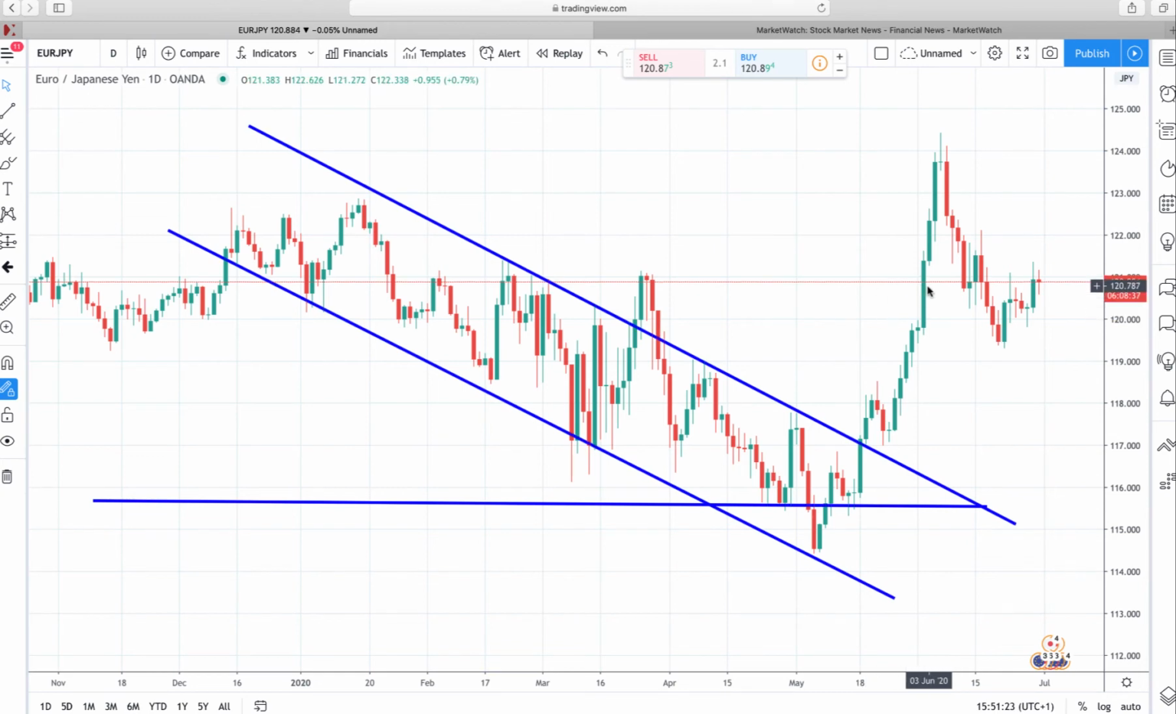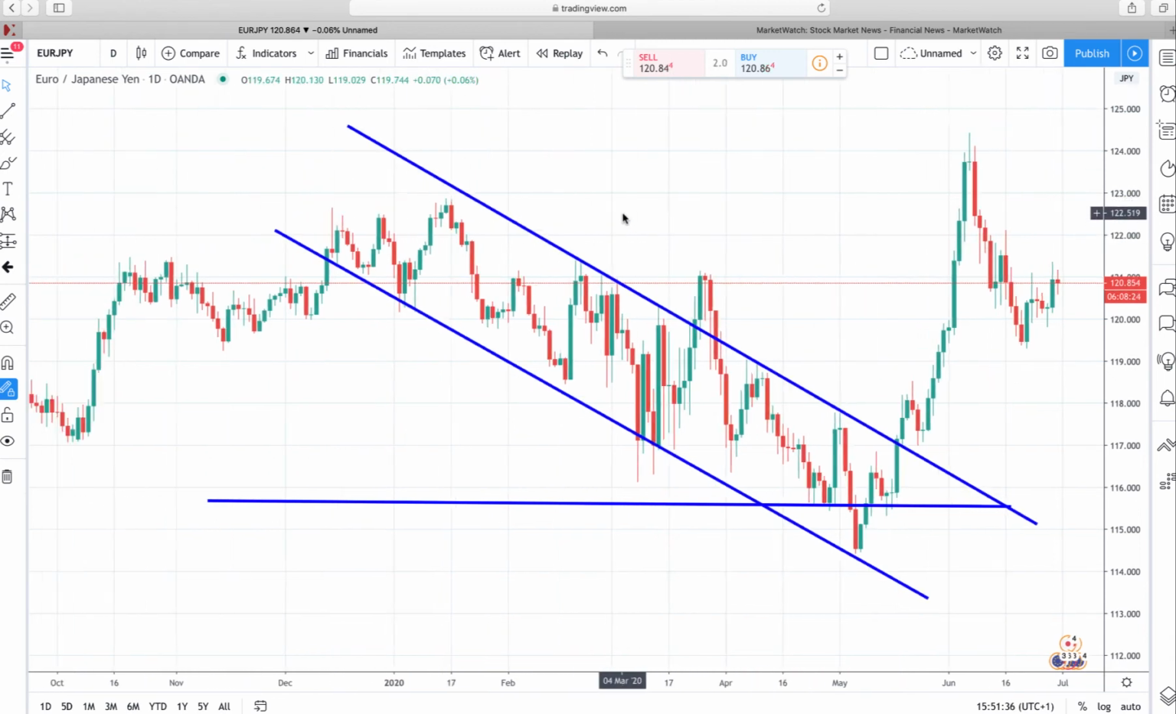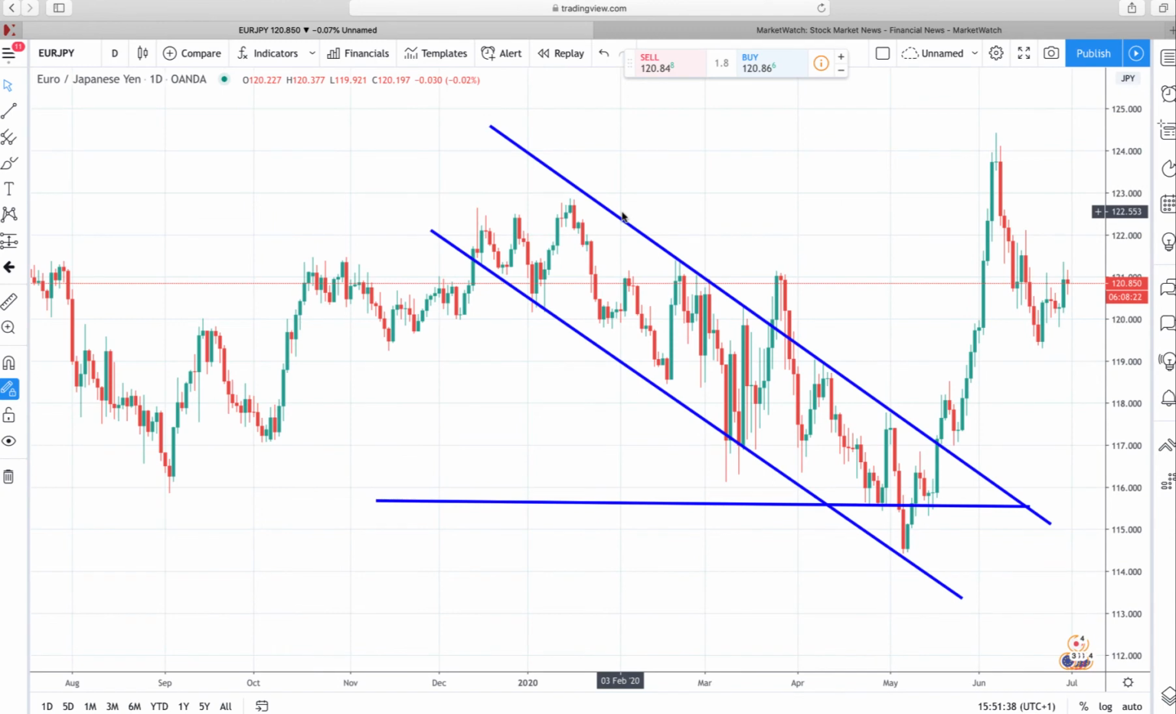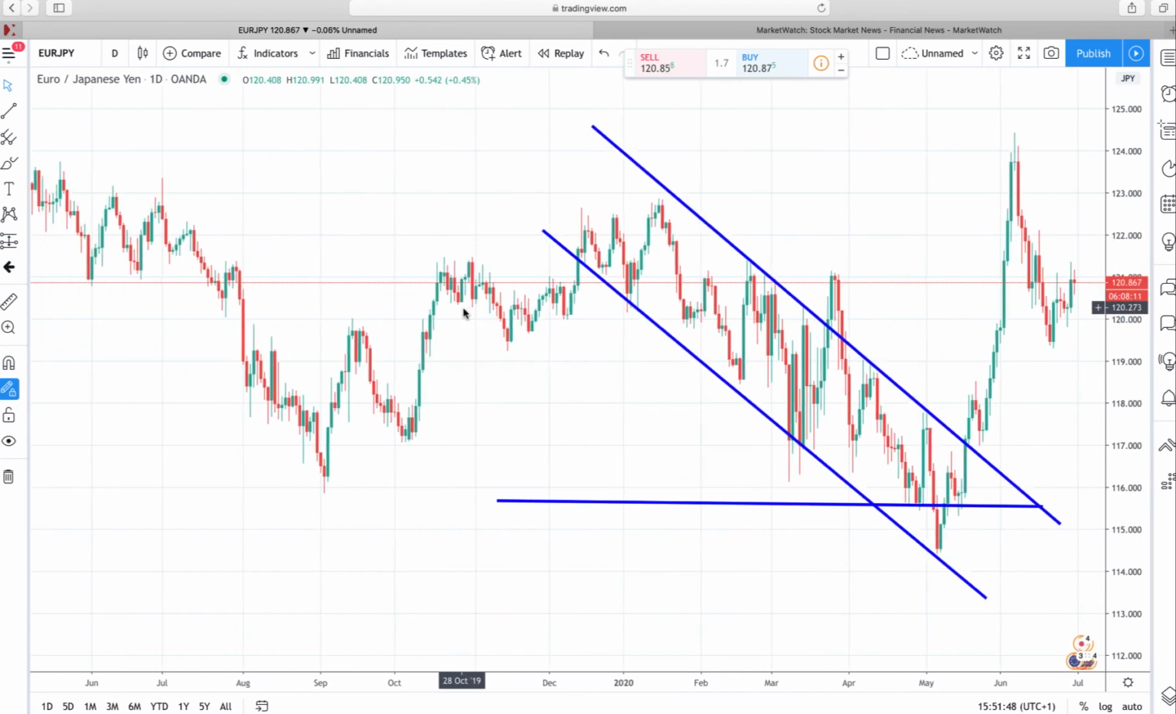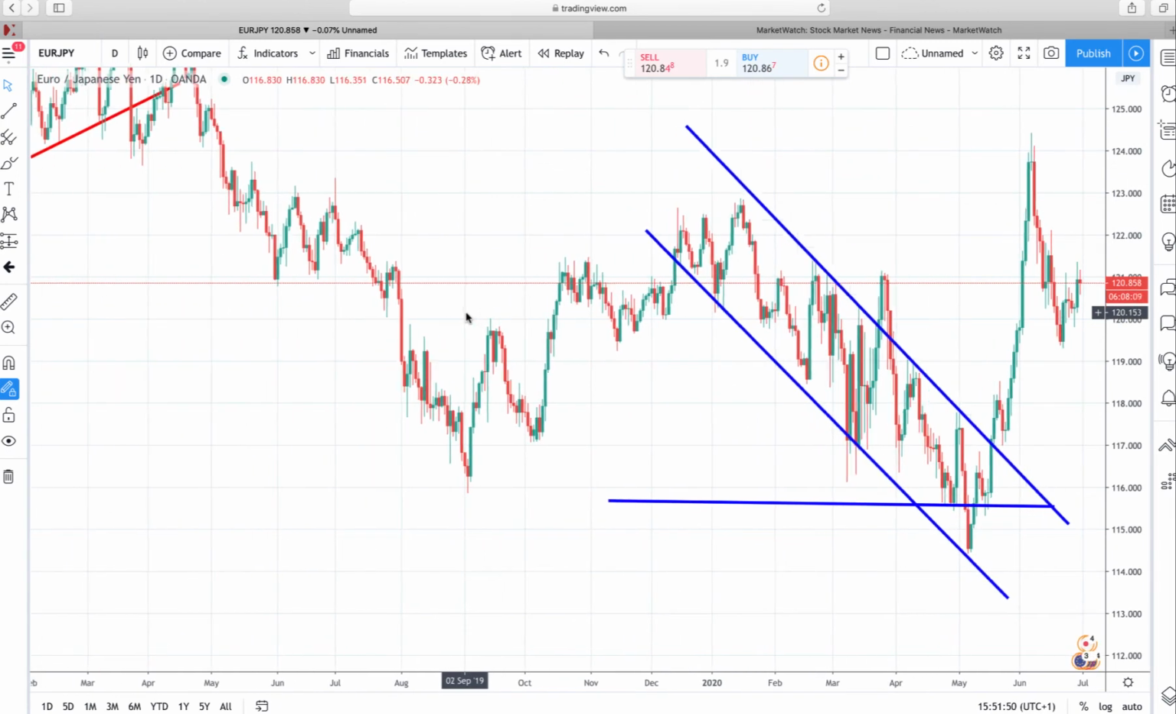Why did I sell here? Remember, markets always look for levels. They are always looking for levels of support and resistance. If we look back, let's ignore all this downtrend here. Let's just pretend the price is at this level now. So if we look back, look what happened here.